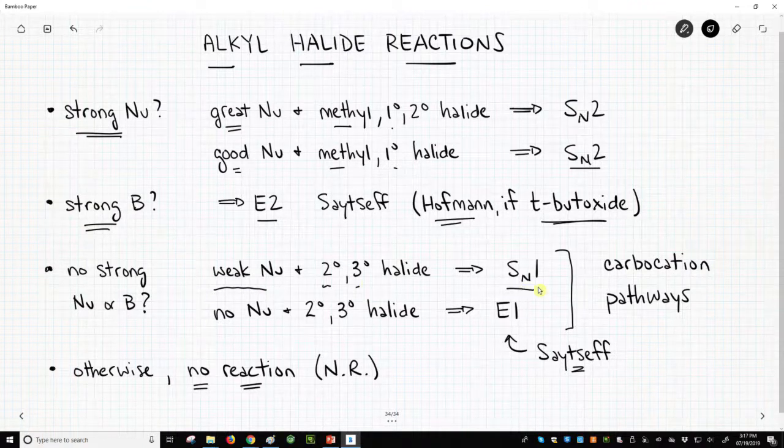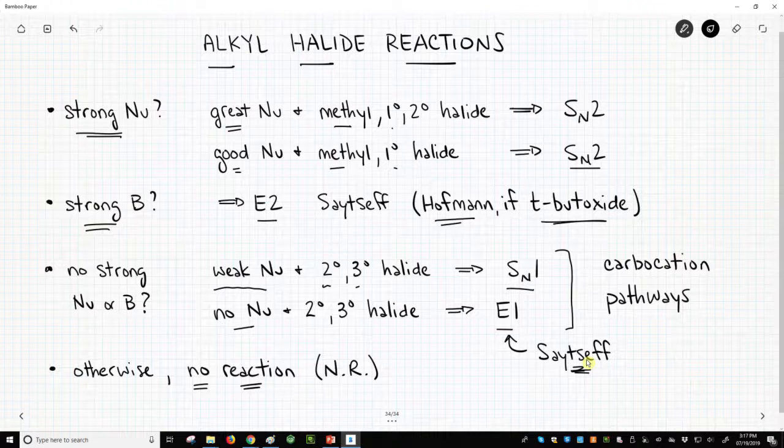If you have no nucleophile and a secondary or tertiary halide, and typically we pair heat with these, you will get an E1 reaction. We didn't talk about it in the previous videos, but E1 reactions always favor the more highly substituted double bond product. They give the Zaitsev product.